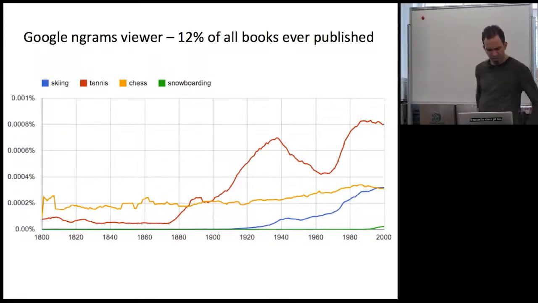So if I look at this graph, it kind of tells a story. Remember, this is the fraction of books that these words occur in. So it says that in 1940, tennis appeared in 0.0005% of all books ever written. So that's 5 in 10,000. No, 5 in 1,000,000, because it's a percentage.